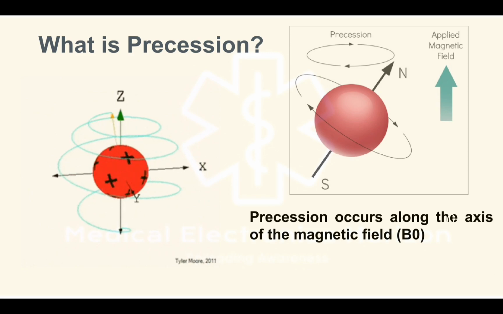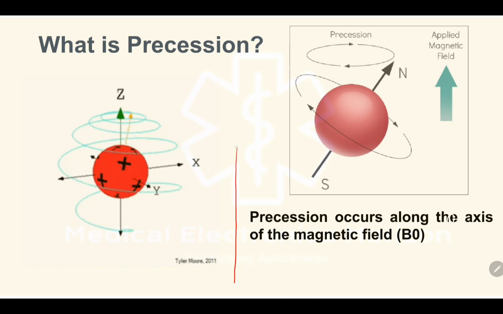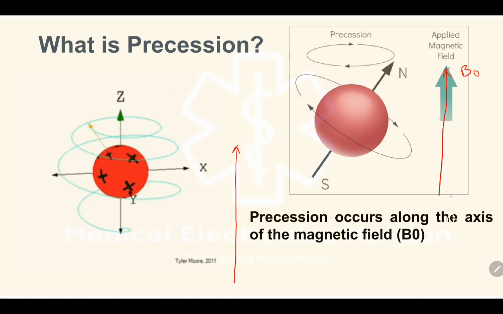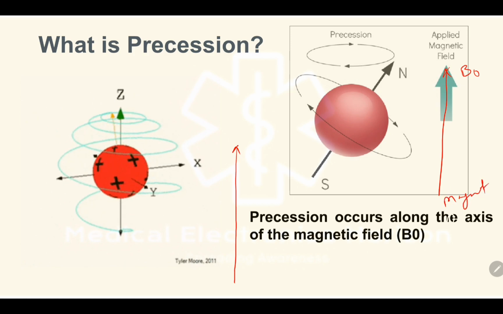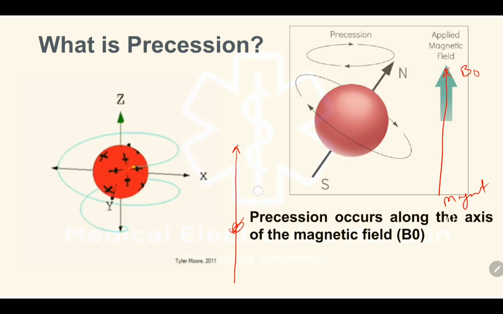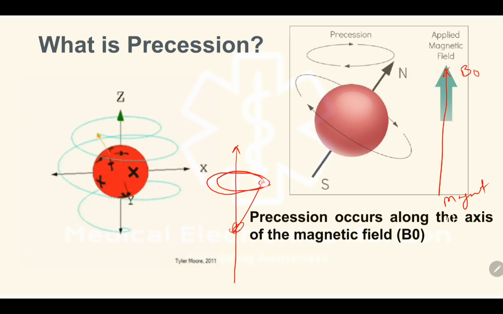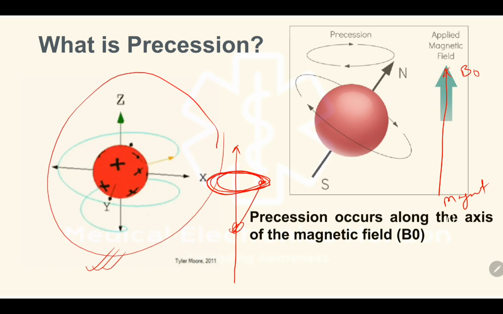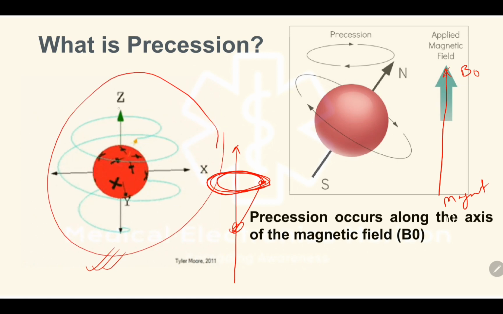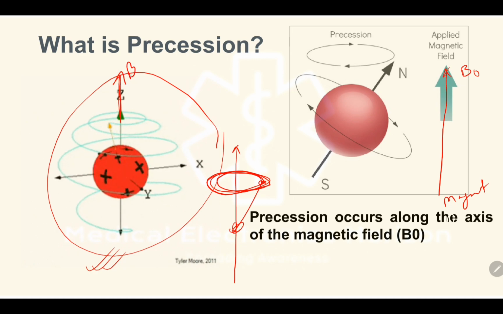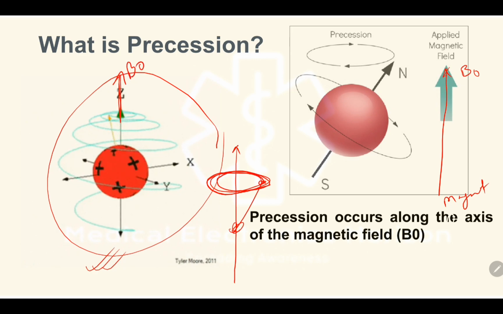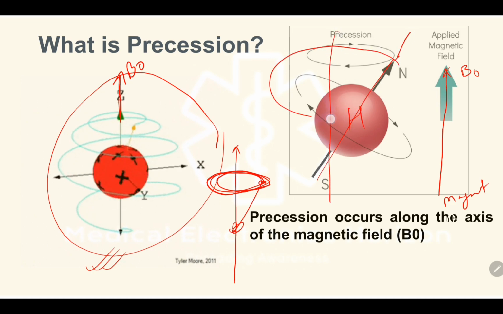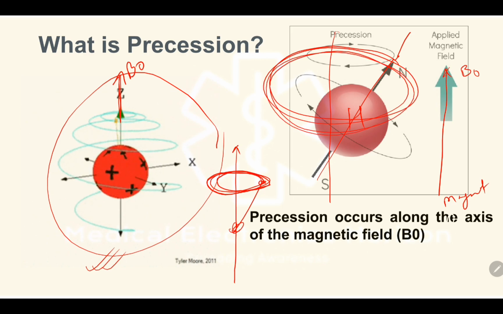What is precession? As I explained in previous slides, precession occurs when there is a magnetic field. This is the magnetic field B0, which, as I explained, is due to the magnet. When this magnetic field is present, the atom moves like a top. This is a very popular animation, and using it you can understand. Along the magnetic field, this is your hydrogen atom vector, and it is wobbling like this. This motion is called precession.